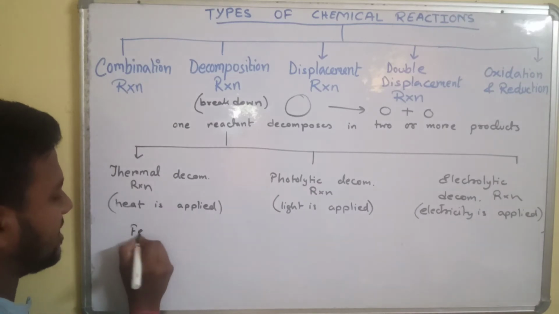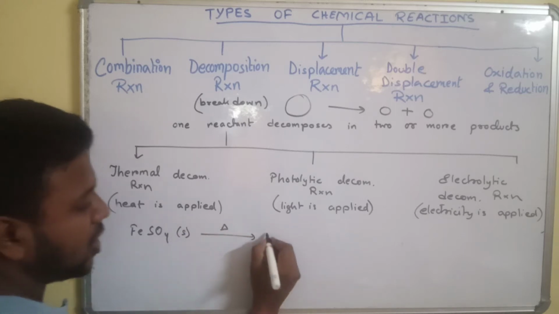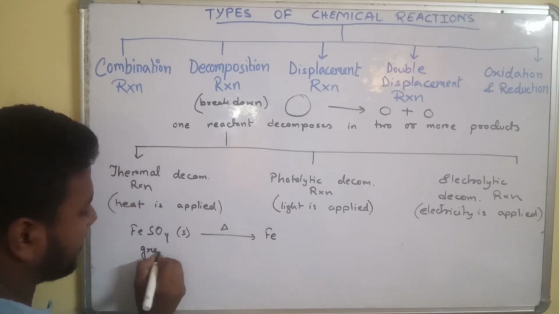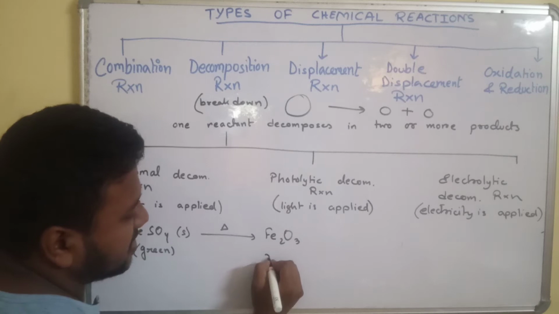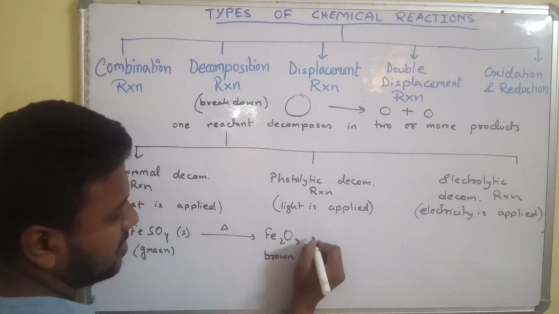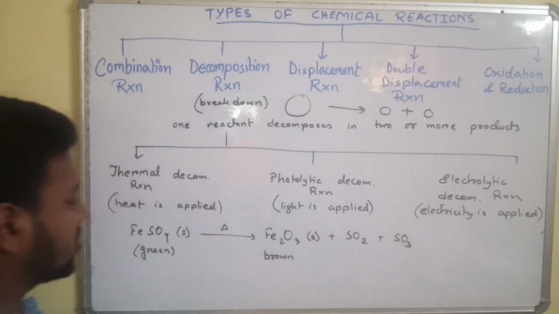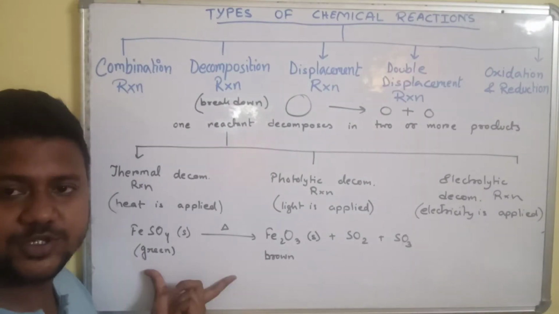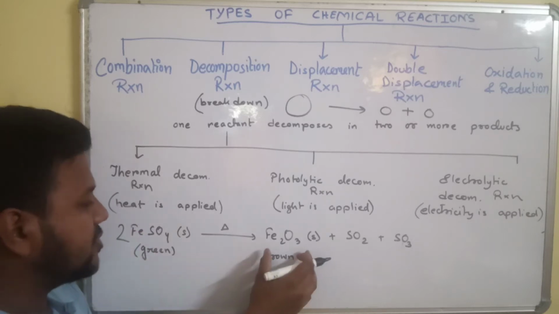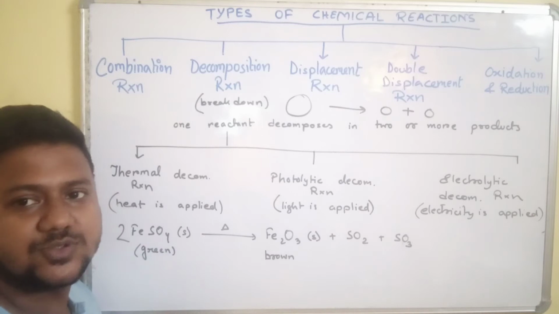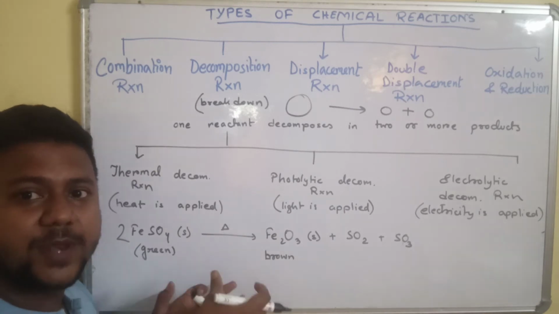Say we have FeSO4 and we apply heat, taking it in a test tube. We will find that the green color of FeSO4 disappears and slowly Fe2O3, a brown solid, is formed with the liberation of two gases, SO2 and SO3. So in this thermal decomposition reaction, by the application of heat, the FeSO4 crystals break down into Fe2O3, SO2 and SO3. This is a kind of reaction where heat is applied to break down a reactant.